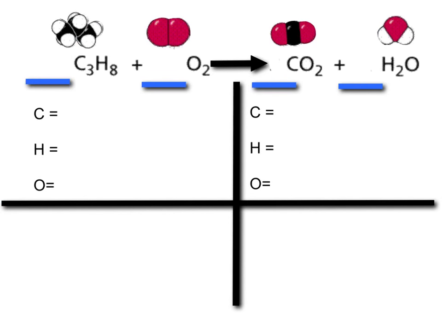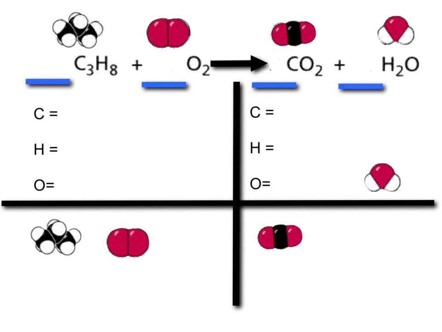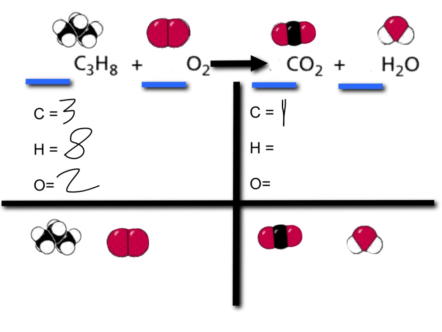This example here is probably going to be the most complex one, just because of the C3H8. Once again, we add 1 of each. And now we count them up. Carbon will be black, we have 3. Hydrogen will be white, 8. Oxygen will be red, so we'll have 2. On this side, for carbon we have 1. For hydrogen, we have 2. For oxygen, we have 3.